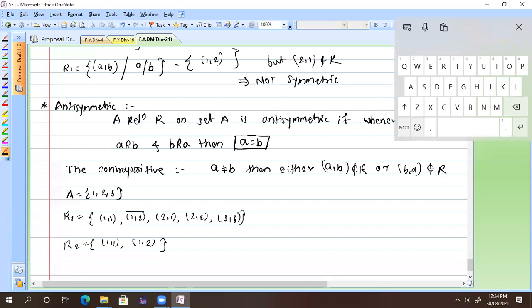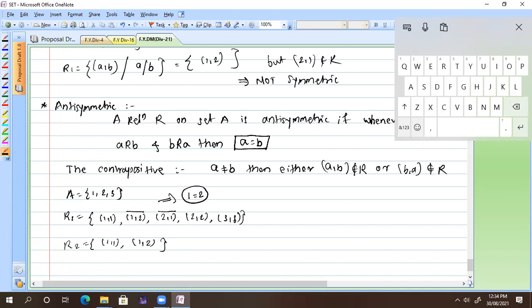(1, 2) is there. (2, 1) is there. So A is related to B and B is related to A. If such a thing happens, then it should imply 1 is equal to 2. Whether 1 is equal to 2 is correct here, it is universally wrong. 1 is never equal to 2. Okay, so this is not antisymmetric.